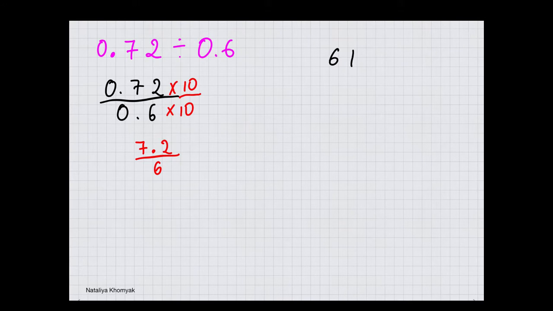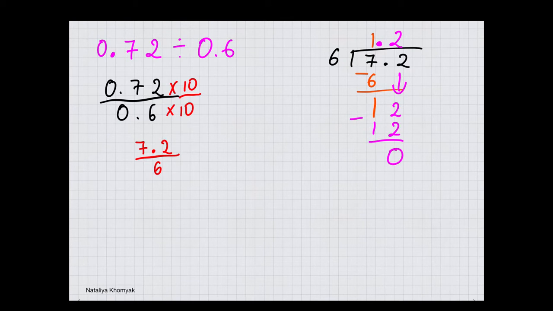We have 6 into 7.2. 6 goes into 7 one time. 6 times 1 is 6. So the difference is 1. Put the decimal over there. And now we can drop the 2. 6 goes into 12 two times. 2 times 6 is 12. And the remainder is 0. Our answer is 1.2.